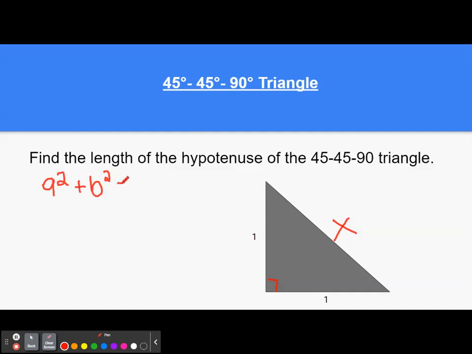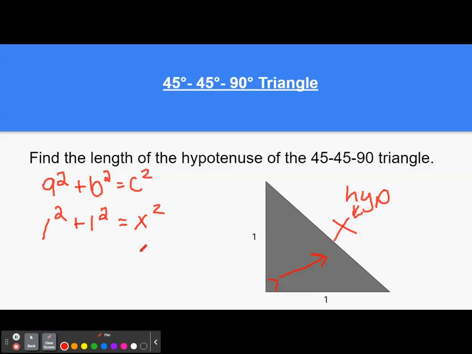Perfect. Now, I need to figure out which side is the hypotenuse. Ryan, which of these sides would you say is the hypotenuse? Yeah, the one opposite the right angle. So this side here is the hypotenuse. So that's your C. Okay? So that's what you would plug in for your C. And then you plug these in for A and B. So we would do 1 squared plus 1 squared equals x squared.